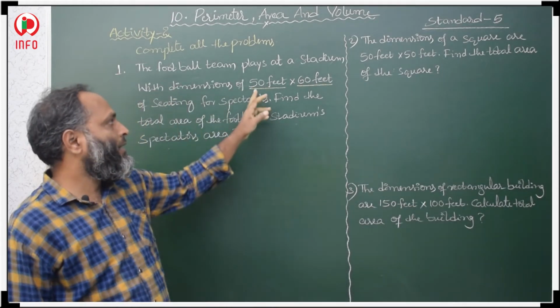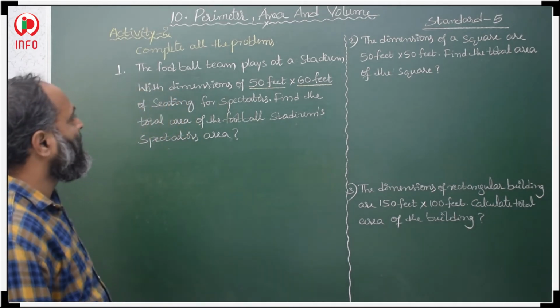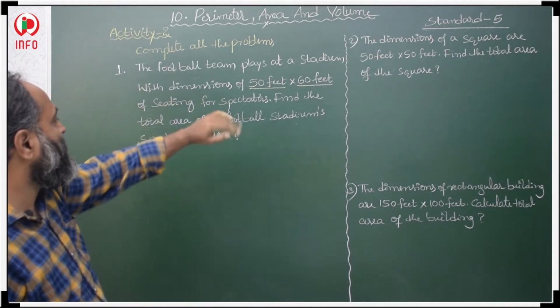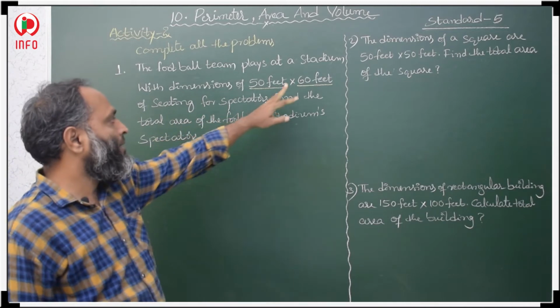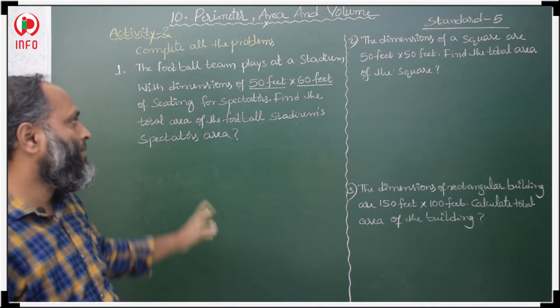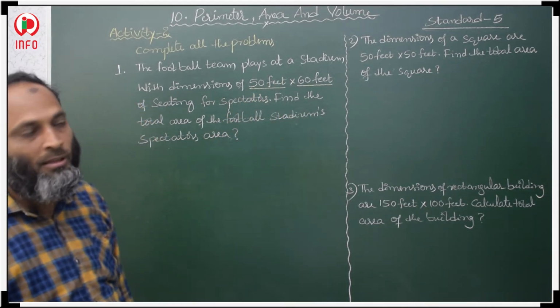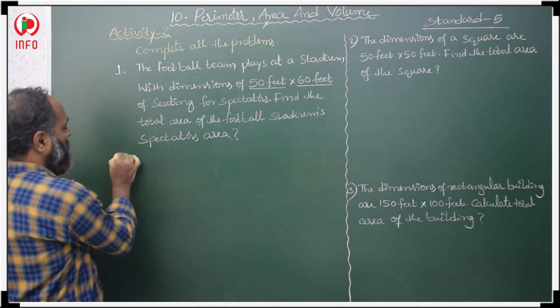So that is given, 50 feet by 60 feet. The football team plays at a stadium with these dimensions of a seating for spectators. So we have to find the area of this stadium for spectators. So length and breadth of a stadium is given. So then we have to find area.